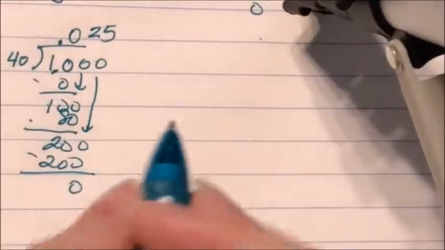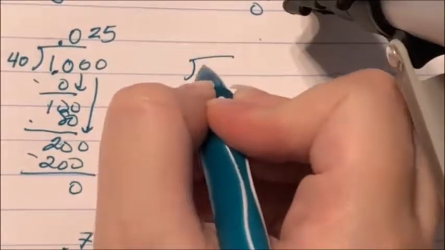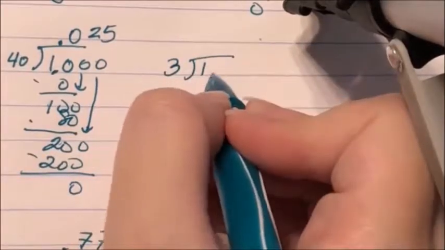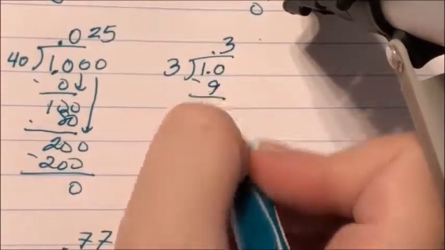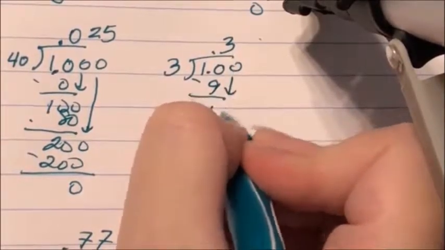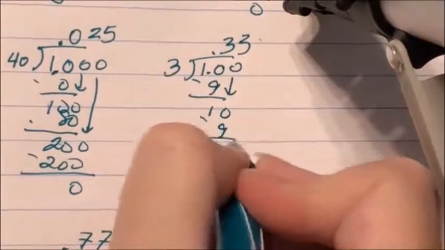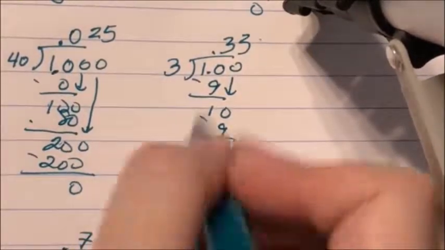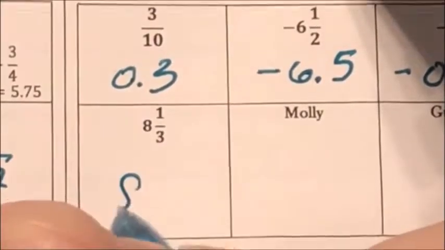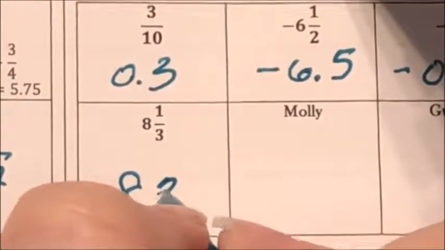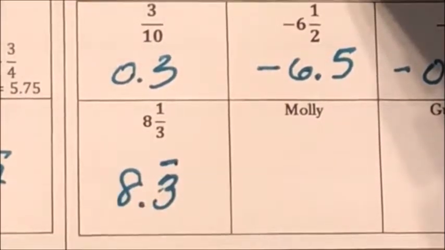Okay. Then I have 8 1/3. So I'm actually going to ignore the 8 first. 3 I cannot change. Three cannot go into 1, but it can go into 10. It can go in 3 times. I get 9. 1. I bring the 0 down. And 3. You can start seeing the pattern. The 3 is what's going to repeat itself. Okay. So I have 8 1/3. So 8 stays, and then I have the 1/3 is 0.3 repeating. So 8.3 repeating.